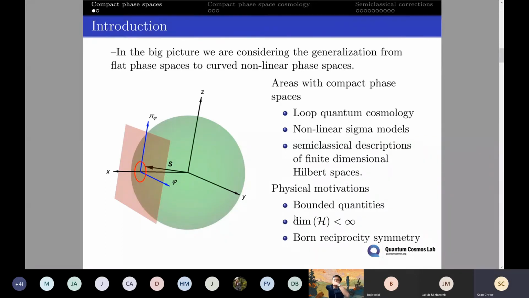We're also motivated by the fact that for a system with a compact phase space, the dimension of its quantization, the Hilbert space, is less than infinity. So this makes defining things like an inner product a lot easier.